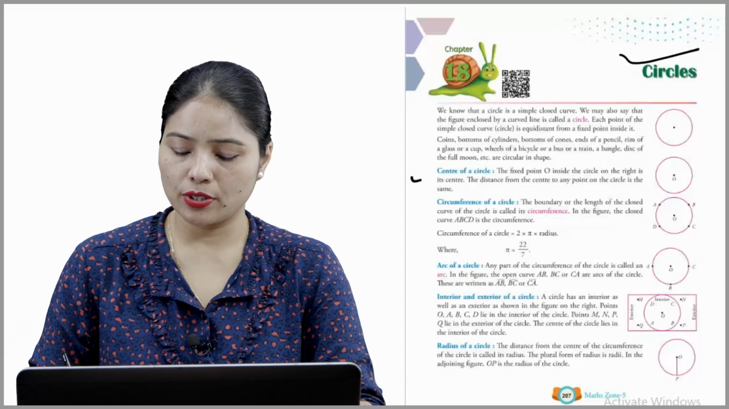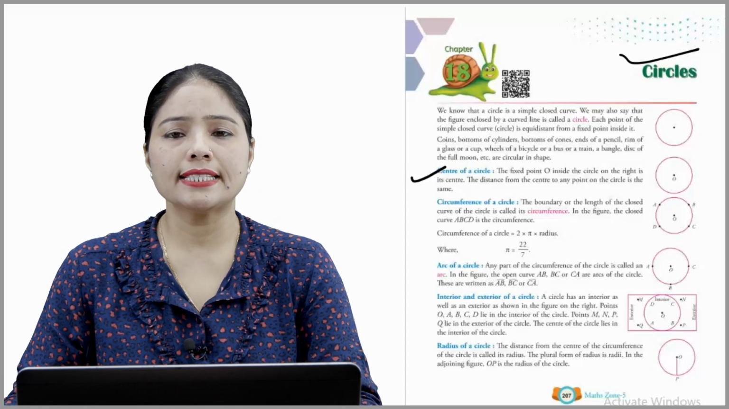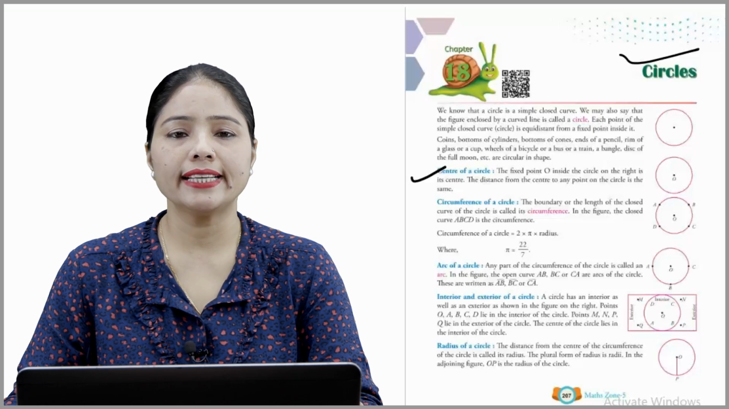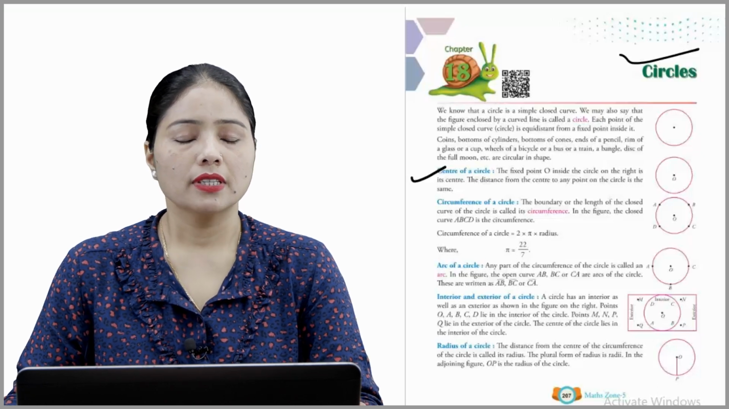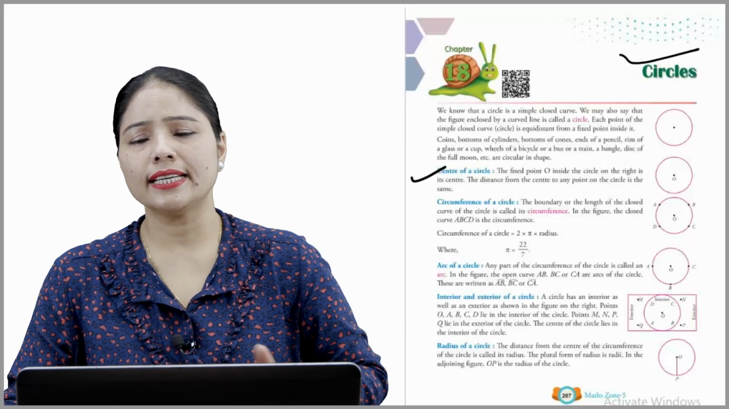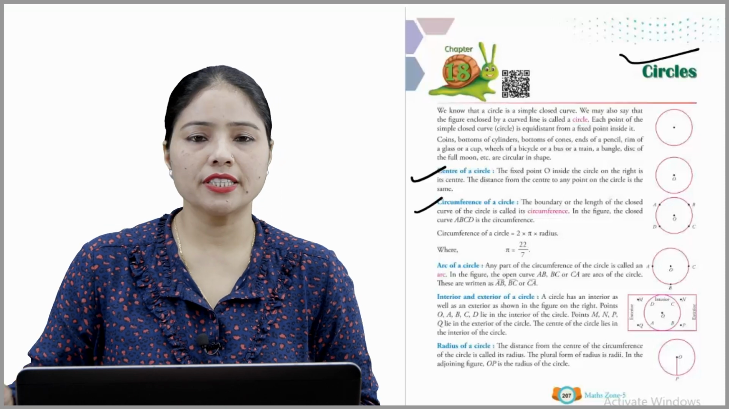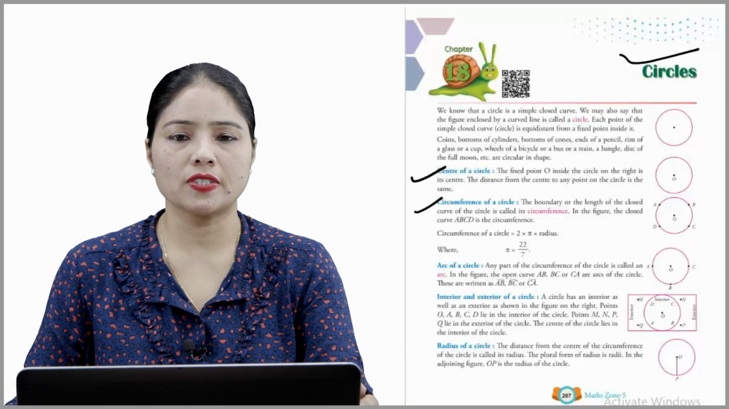Okay, let's read about that. The fixed point O inside the circle on the right is its center. The distance from the center to any point on the circle is the same. Okay, just remember that. Now just read about circumference of a circle.